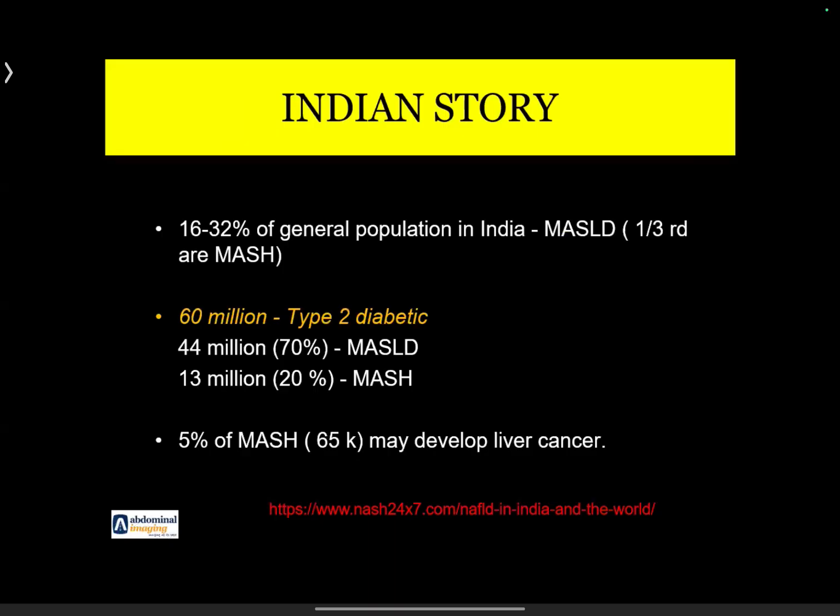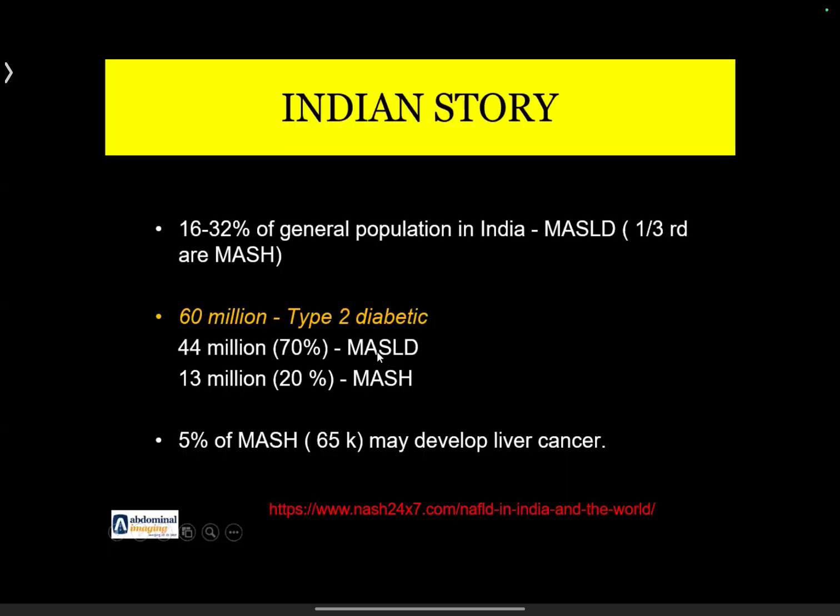Now, this is an Indian story which is quite remarkable. India has around 60 million type 2 diabetics. This is based on the documentation. Undocumented number is much higher. Around 70%, that is 44 million people of this diabetic, 70% diabetics have fatty liver disease.